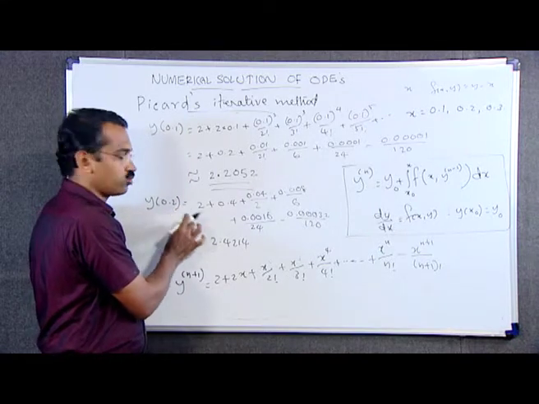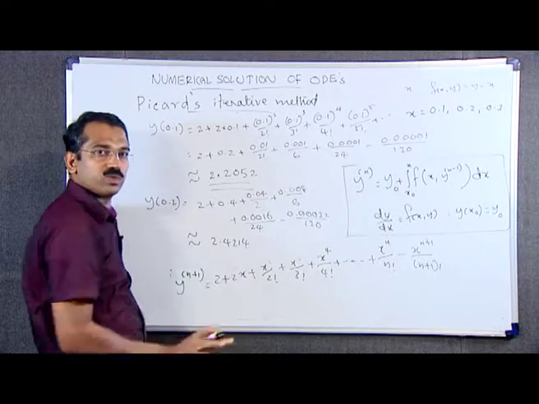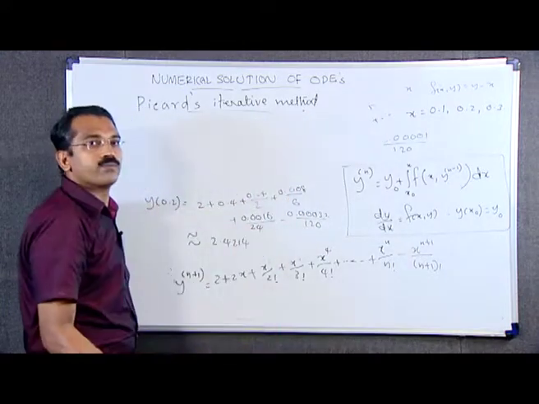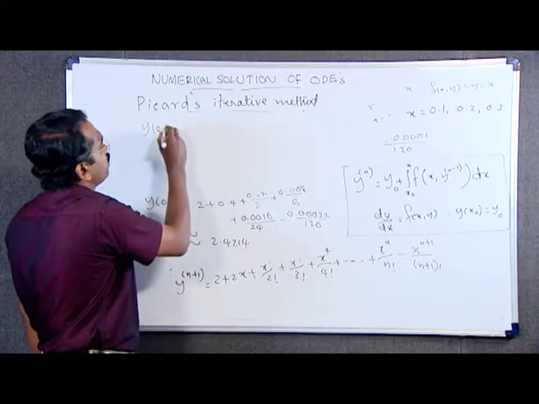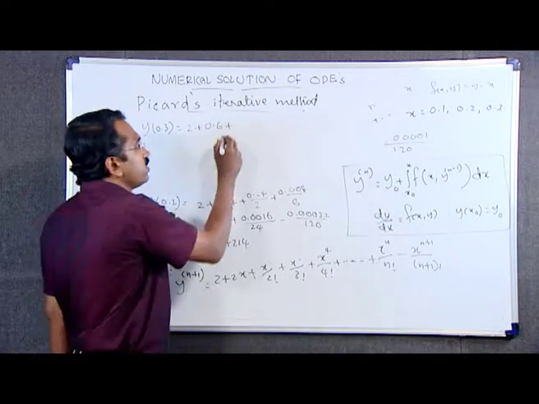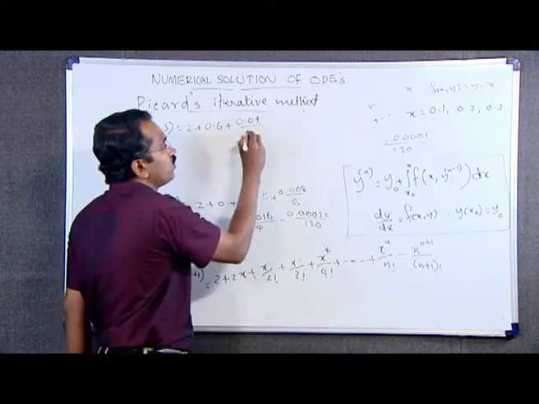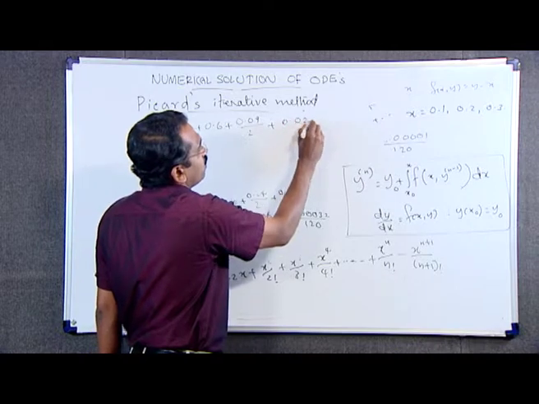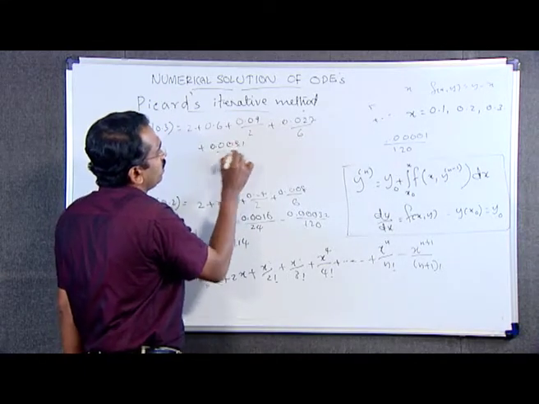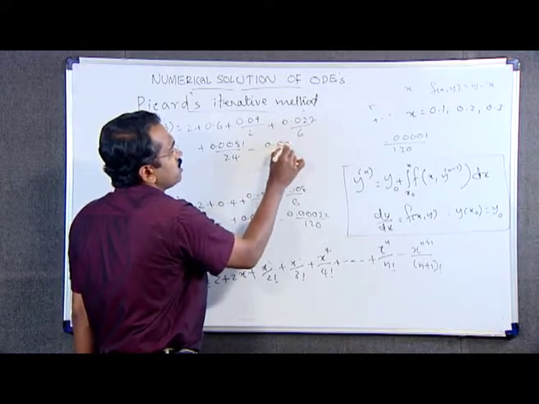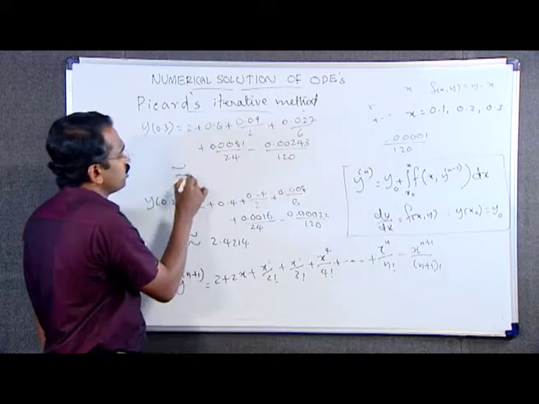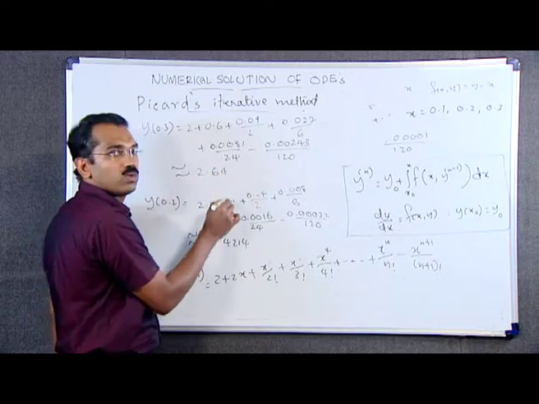Similarly, y of 0.2 is equal to 2.4214 approximately, and y of 0.3 is equal to, putting x is equal to 0.3, we get y of 0.3 as 2 plus 0.6 plus 0.09 divided by 2 plus 0.027 divided by 6 plus 0.0081 divided by 24 minus 0.00243 divided by 120, which is approximately equal to 2.6498.